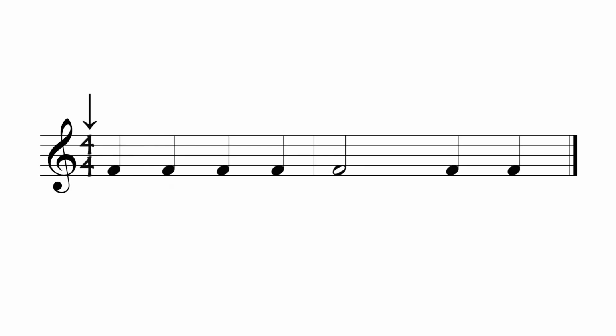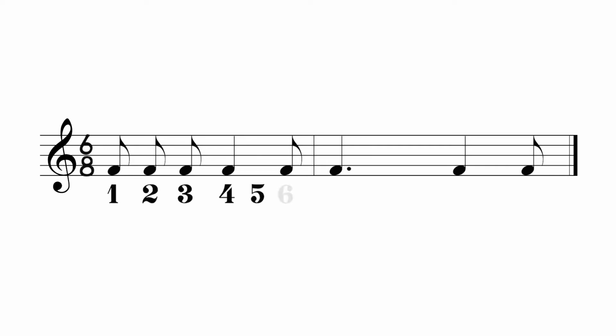The top number of a time signature indicates how many of the bottom notes will be in one measure. So, this time signature is indicating that the quarter note will get the beat, and there will be notes equal to 4 quarter notes in each measure. This time signature is indicating that the eighth note will get the beat, and there will be notes equal to 6 eighth notes in each measure.